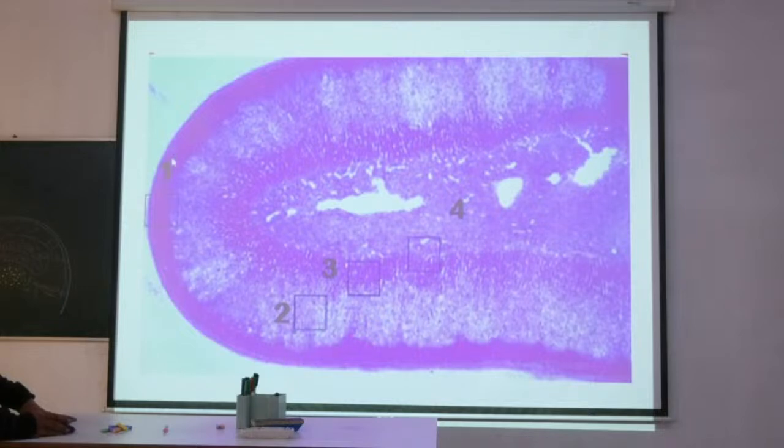So this is the zona glomerulosa, this is the capsule, this is the zona glomerulosa, this is the zona fasciculata, this is the zona reticularis, this is the medulla.